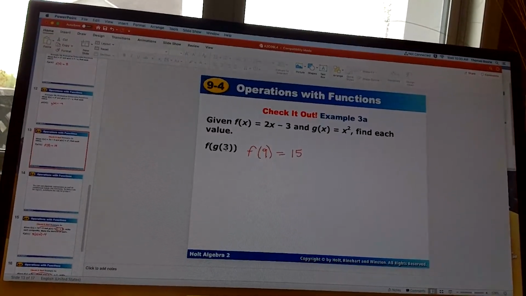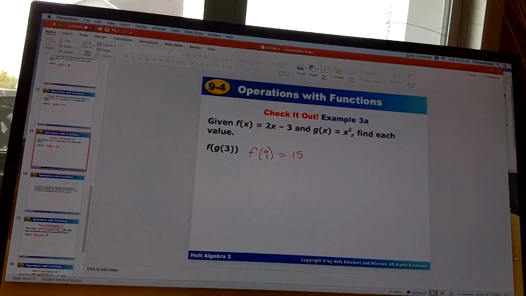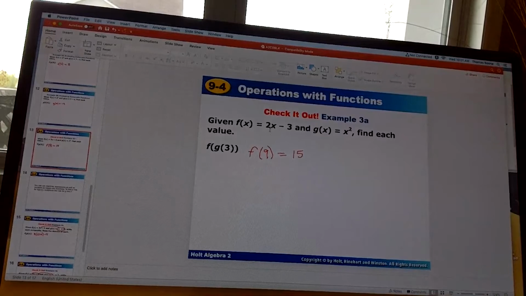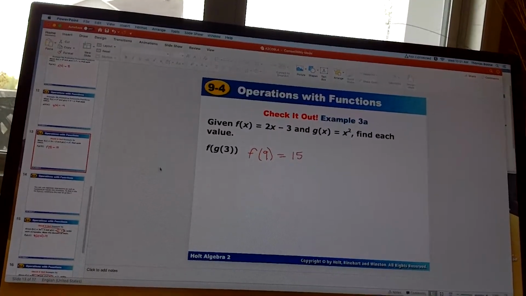All right, f of g of 3. So put the 3 into the g function first. 3 squared is 9. All right, and then put 9 into the f function. Well, 18 minus 3 is 15. So it works out pretty good.